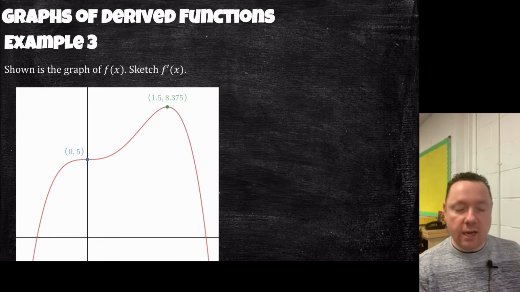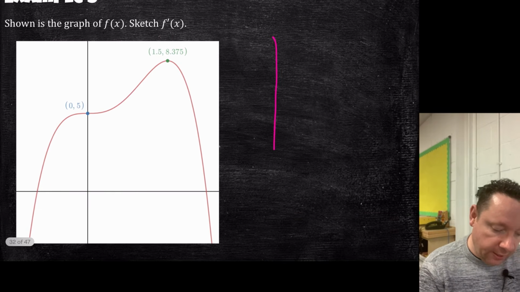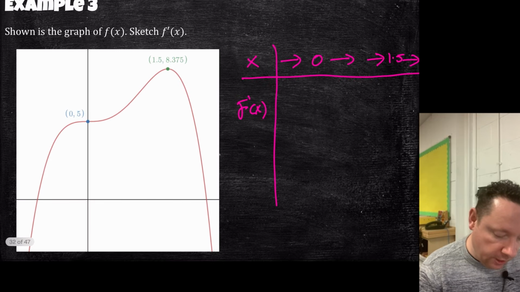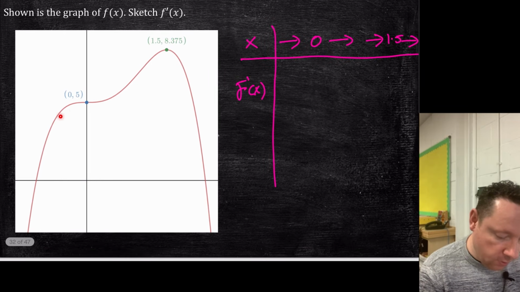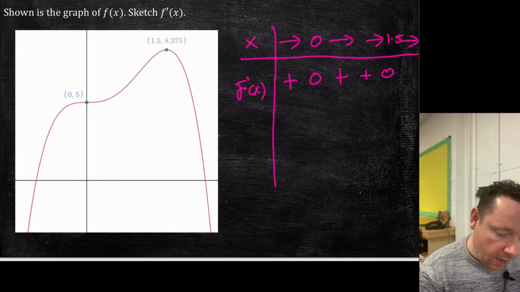And we're done there. Graphs of derived functions, example 3, shows the graph of f of x, sketch the graph of f dash x. So again, the same idea, a little table, we're going along to 0 on the x, and then along, and then we're going to go along to 1.5, and then along. So the graph of f dash x, well, before 0, it is rising up, so it's positive. At 0, it's 0. Between 0 and 1.5, we can see it's rising up again, so it's positive again. At 1.5, it's 0. And then after 1.5, we can see we're dropping down, so we're negative.